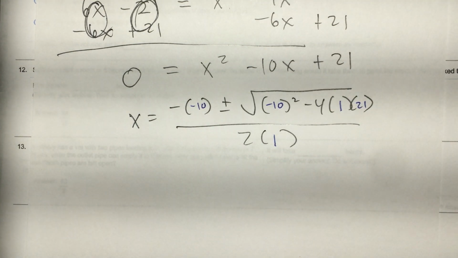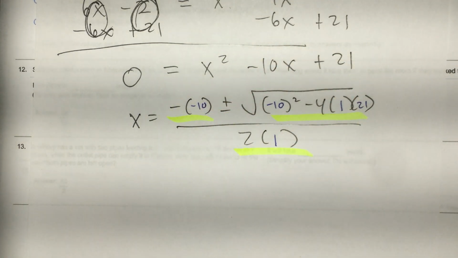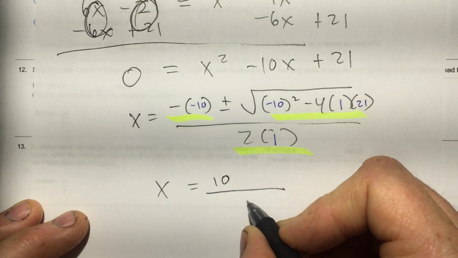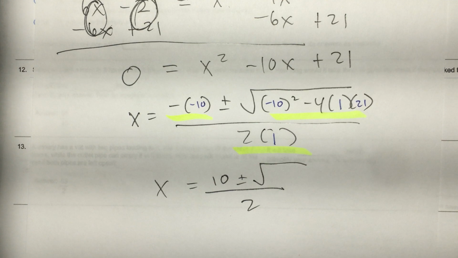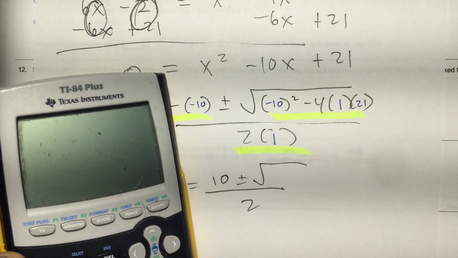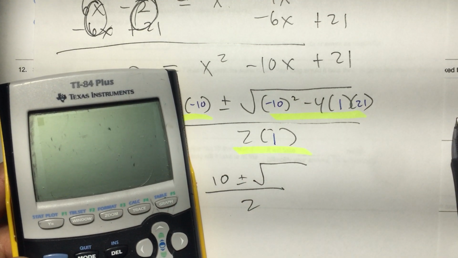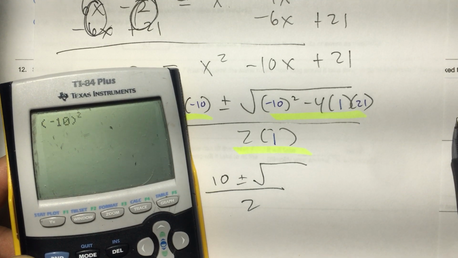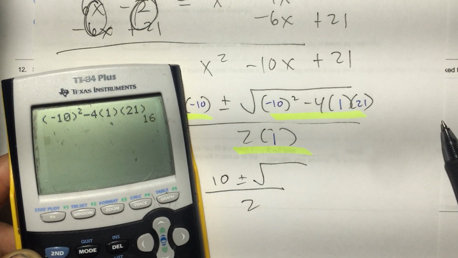Okay, and then after you do this, hopefully you're getting good at this. There's 1, 2, 3 things to do here. All right, so right here we got 2 negatives. That's going to be a positive 10. Down here, 2 times 1 is 2. And then in my radical, let's get my calculator here to help us out. Negative 10 squared minus 4 times 1 times 21. And that is 16.